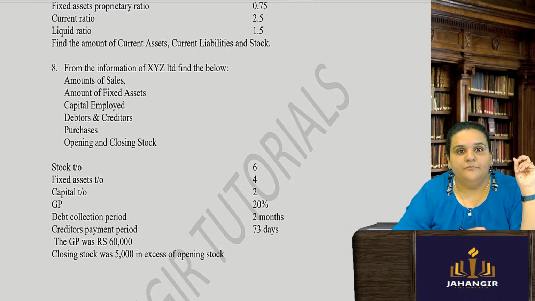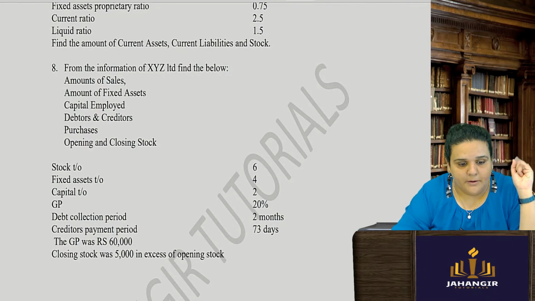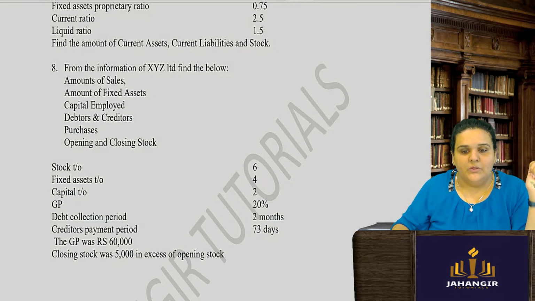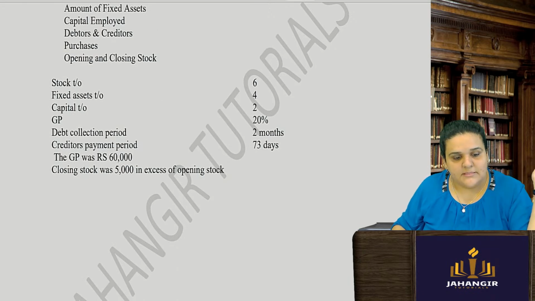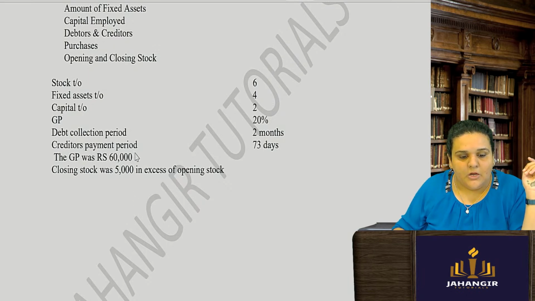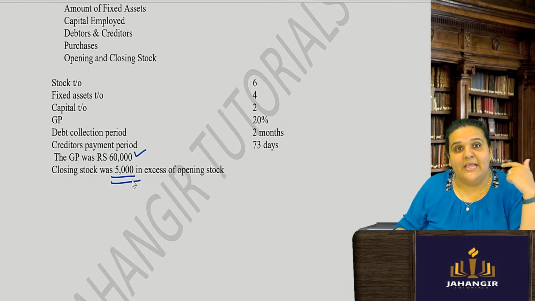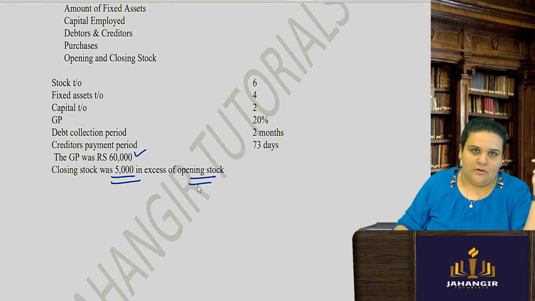Okay, now the next sum. From the information of XYZ Limited, find the following. We have to find the amount of sales, amount of fixed assets, capital employed. We have to find debtors, creditors, purchases, opening and closing stock. They have given me stock turnover ratio, fixed asset turnover ratio, capital turnover ratio. Then they have given me my gross profit margin, debtors collection period 2 months, creditors payment period 73 days, gross profit is 60,000, closing stock is 5,000 in excess of opening stock.